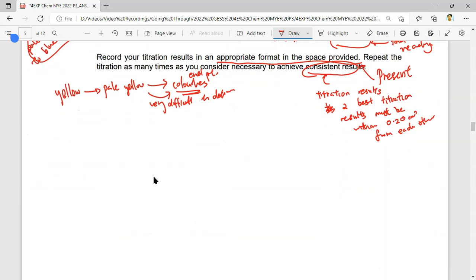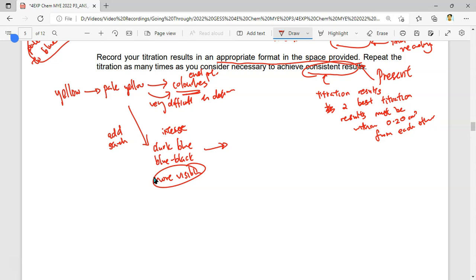So what is happening here is that instead of doing like this, I actually add starch. Once I see it's pale yellow, then it's gonna turn dark blue, or blue-black. This color is intense, or I should say it is easy to see. It's more visible compared to pale yellow, right? And when I reach the endpoint, you realize it's a very sharp difference from the dark blue, it suddenly will just turn colorless. So this color change is very visible.